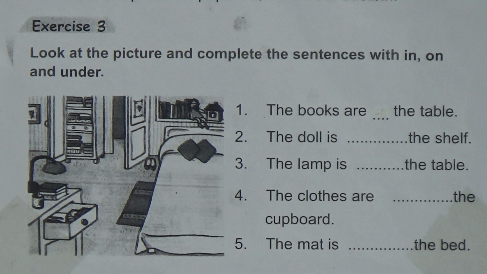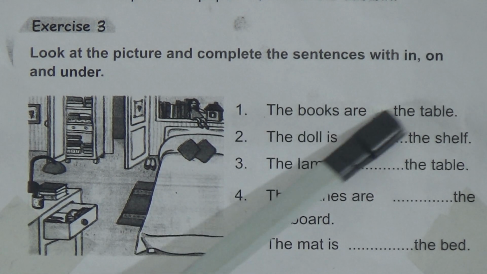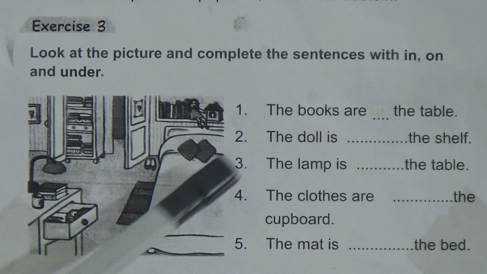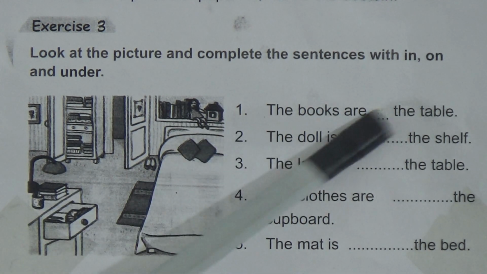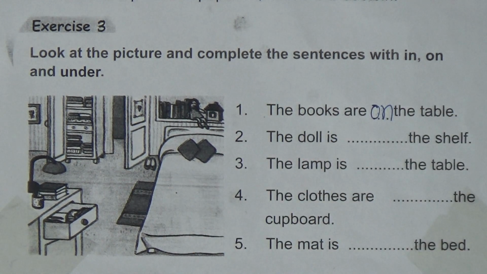Where are the books? Now look, number 1, the books are dash the table. Now look, where is the book? Here. So what will you write here? Yes, you are correct. The books are on the table.